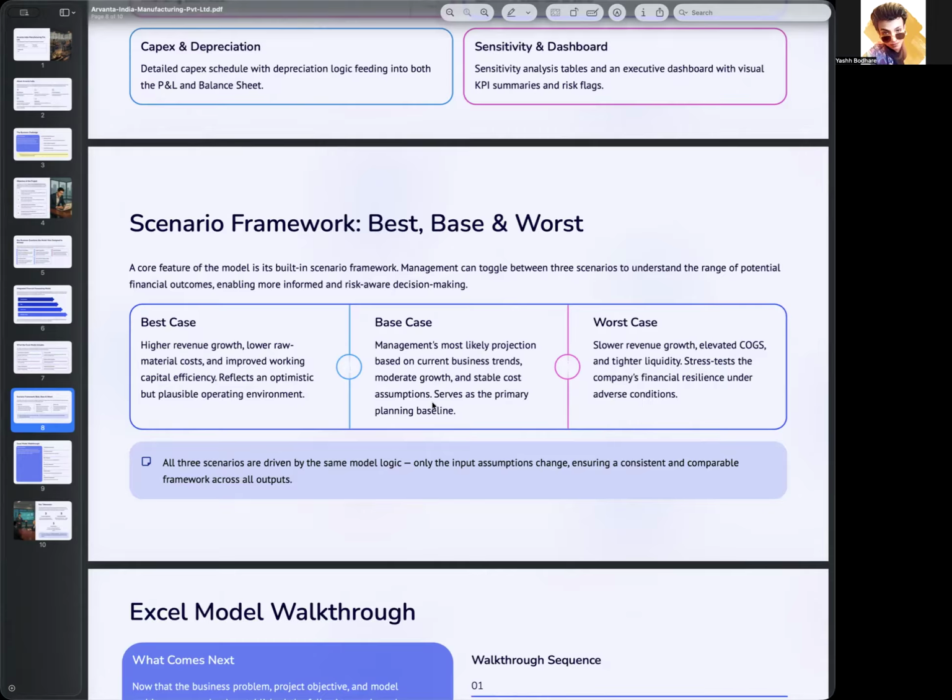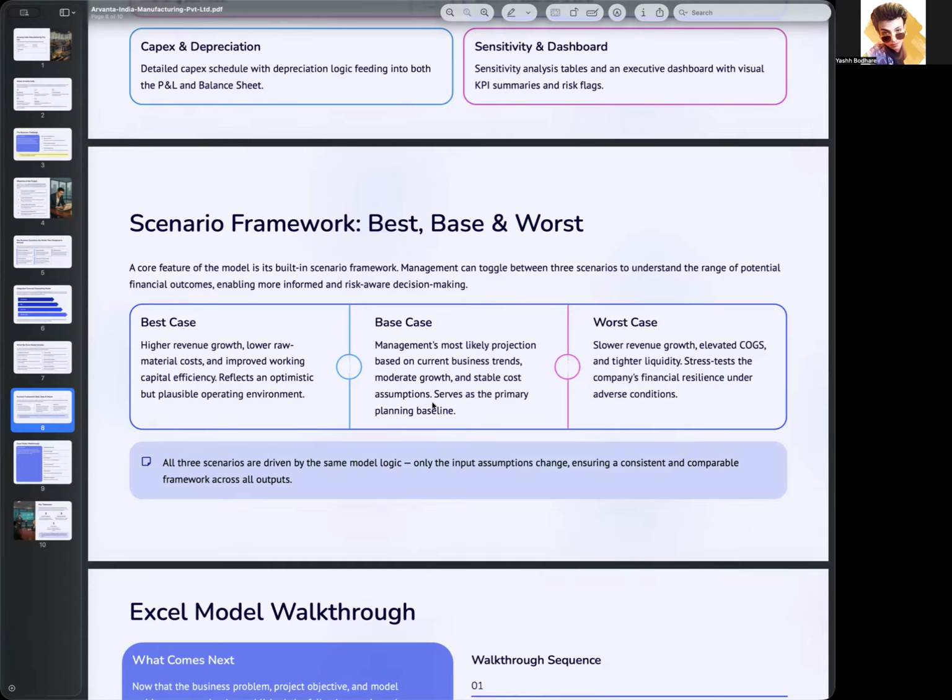The second is the base case scenario. This represents management's most likely expectations based on current trends. It uses moderate revenue growth and relatively stable costs and working capital assumptions. So the base case therefore acts as the primary planning scenario. The third is the worst case scenario. This assumes slower revenue growth, higher cost of goods sold, and greater pressure on liquidity. So it is mainly used to test whether the company can remain financially stable under difficult operating conditions.